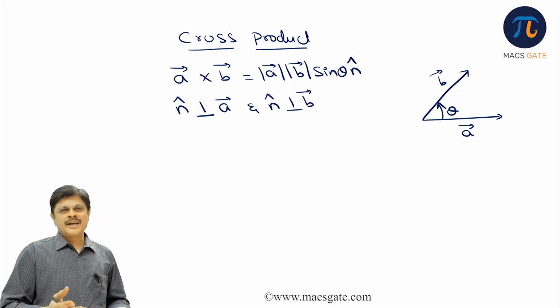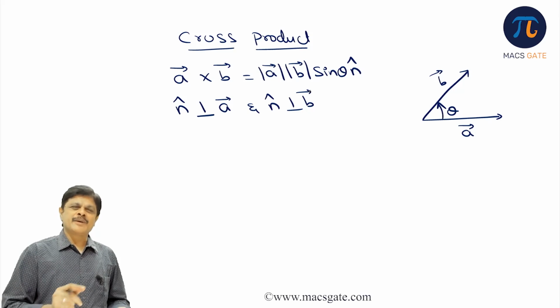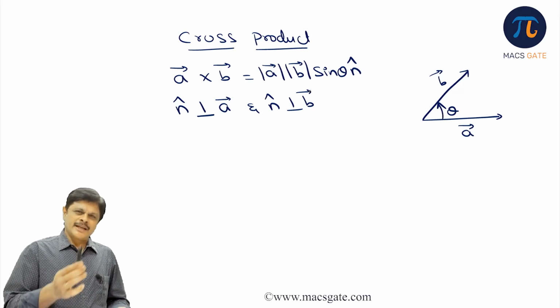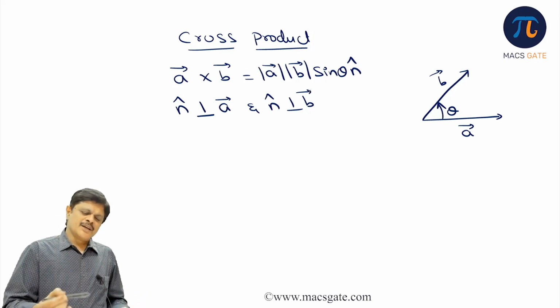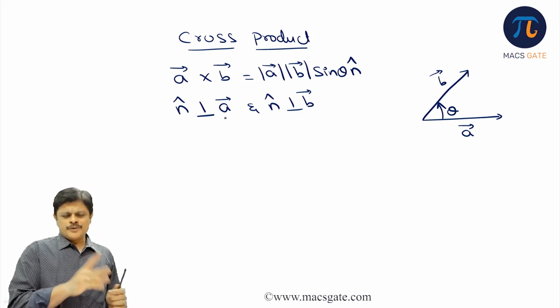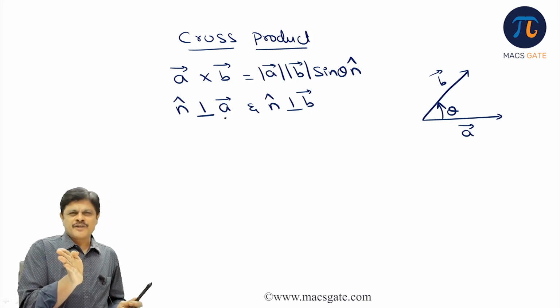See, obviously A, B are in the same plane. We cannot have a vector in that plane which is perpendicular to both the vectors A and B. So that n hat must be out of that plane. Am I clear? So how do you find the direction of this n hat, sir? You just keep your hand along the direction of A bar, and you move your hand, or you close your fingers, along the direction of B bar. Open your thumb. That would be the direction of n hat.